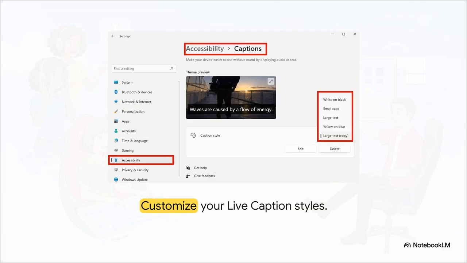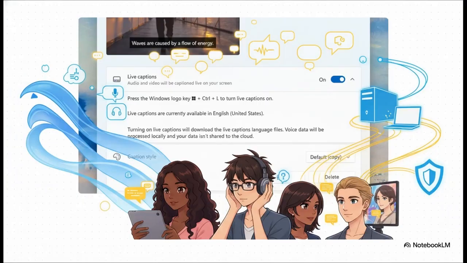But what makes live captions truly spectacular is that they automatically convert speech into text for videos, online meetings, podcasts, whatever you're streaming. And here is the real kicker. Windows processes all this voice data locally on your machine, in real time. That means it can caption audio even when the app or the video itself doesn't offer subtitles. It's a total game changer for comprehension.